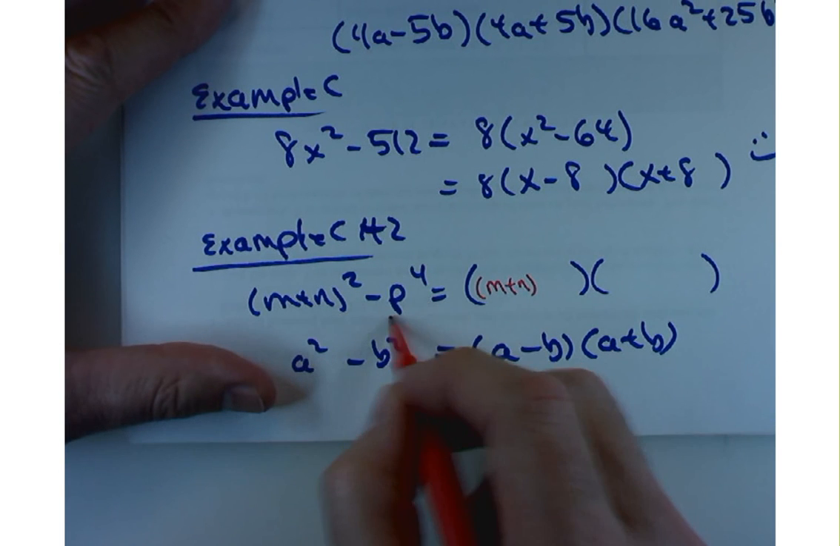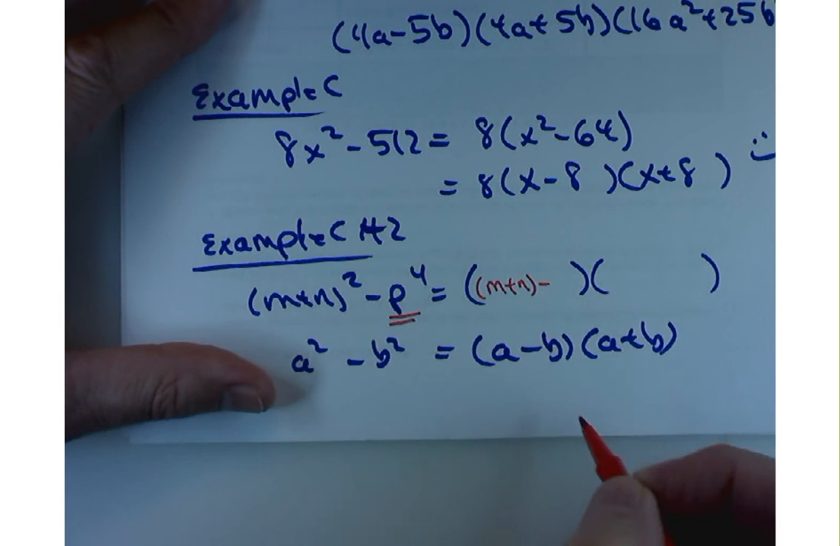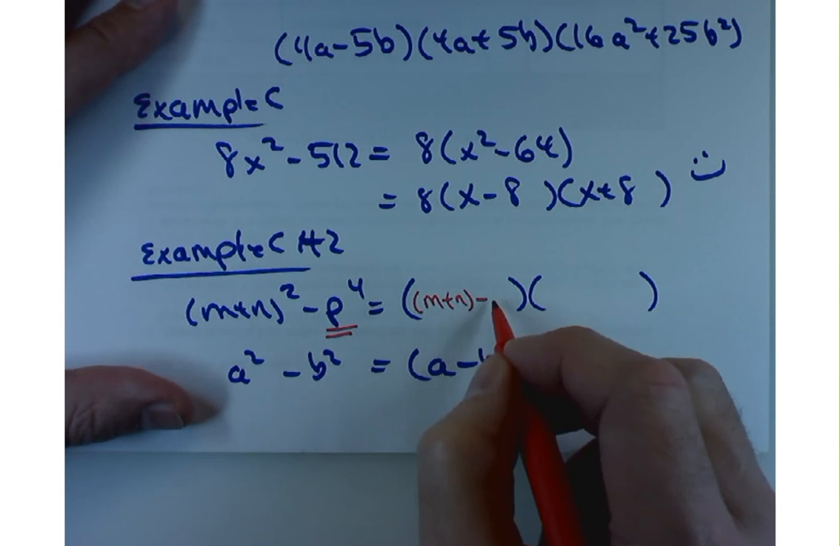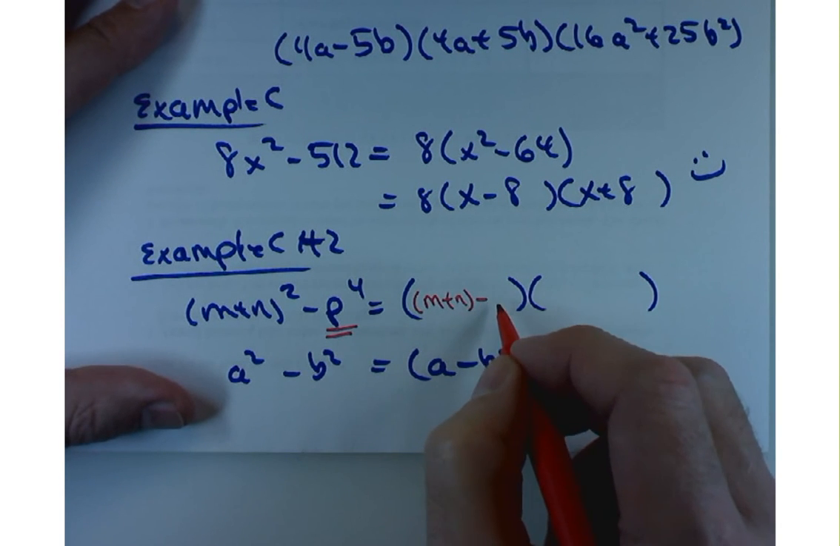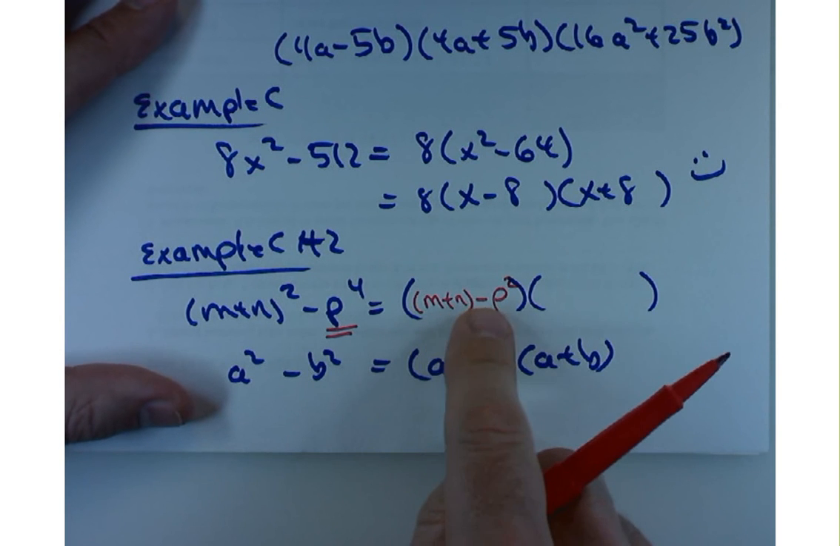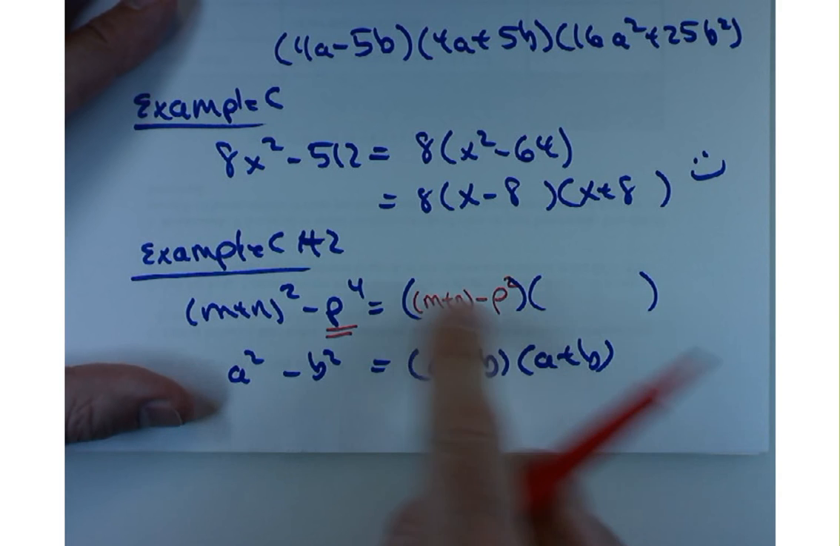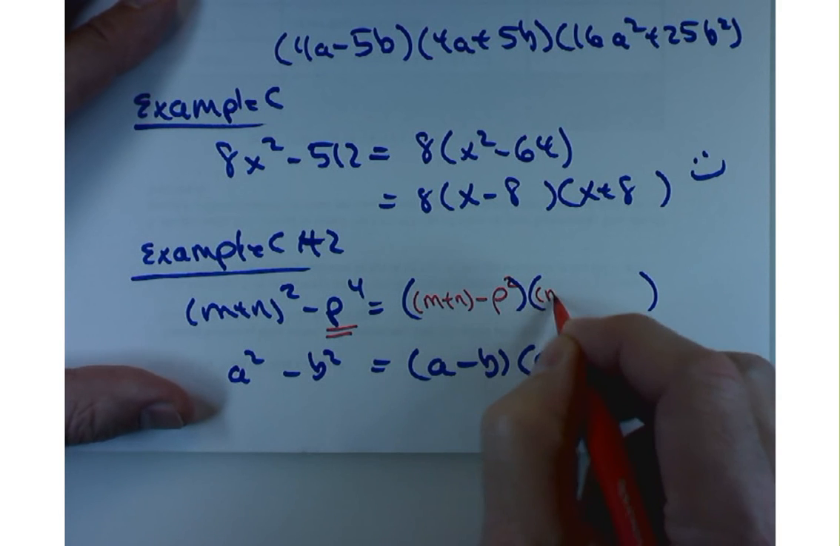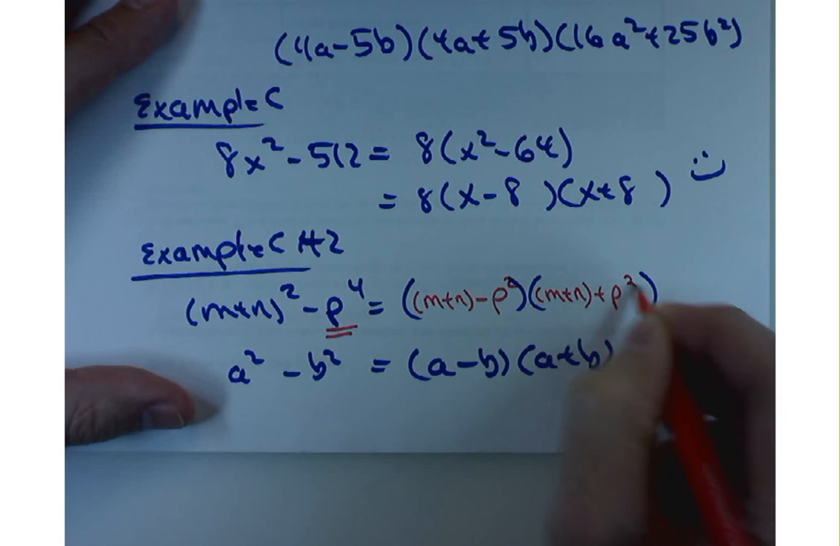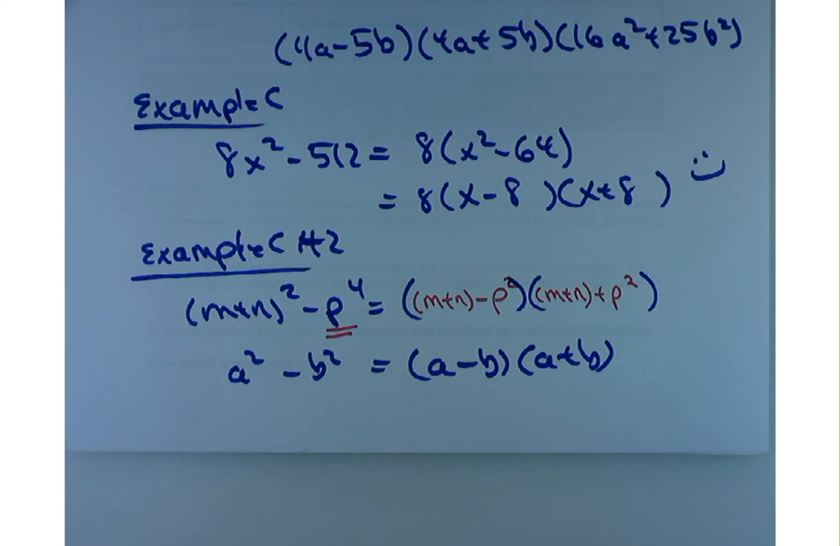What do I square to get the second term? Somebody said it. P squared. And now what changes sign is the stuff in between the a and the b, not this. So this is going to stay m plus n, and that'll be plus p squared. And you're done. So nice.